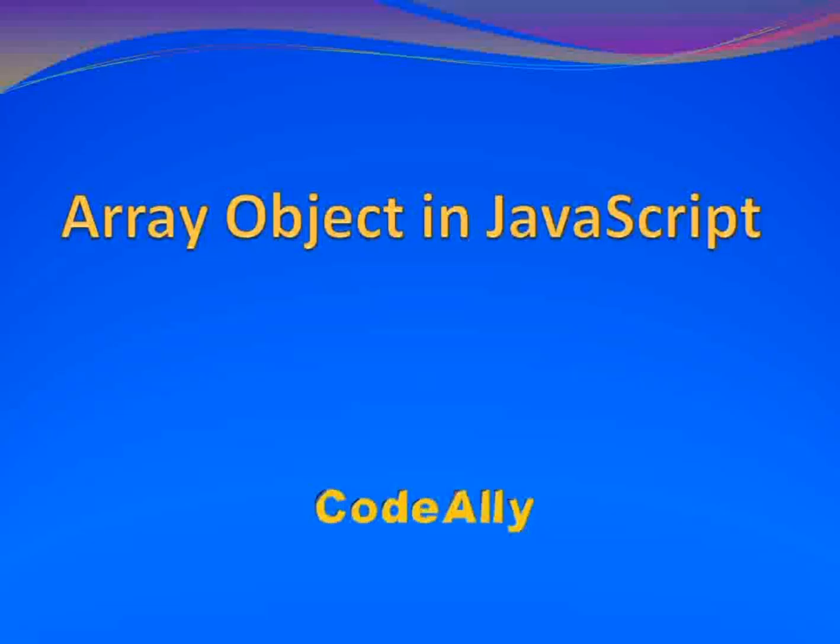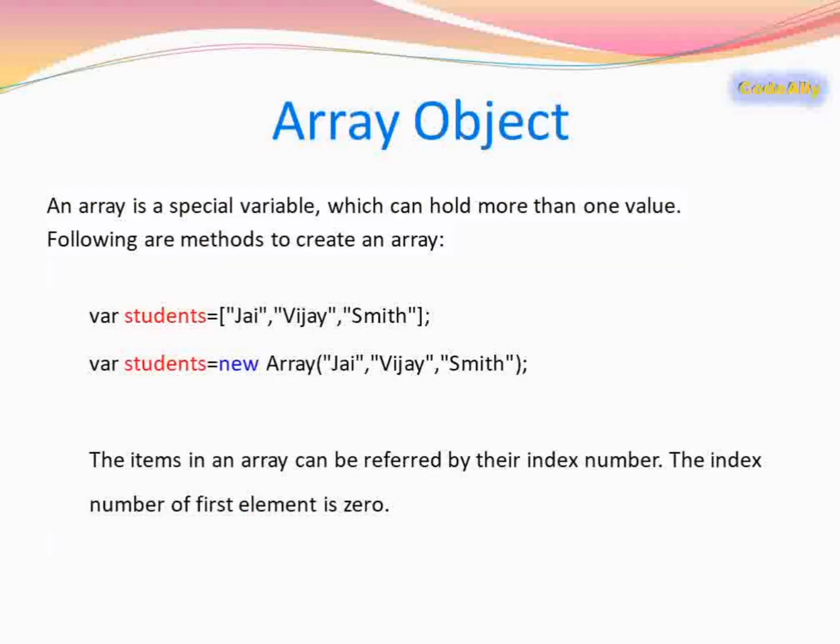Students, in this video we are going to learn about the array object in JavaScript. An array is a special variable which can hold more than one value at a time. In our regular variables, we can only store a single value at a time.